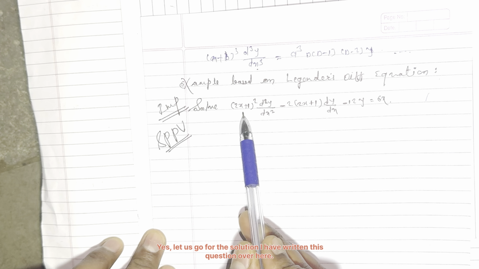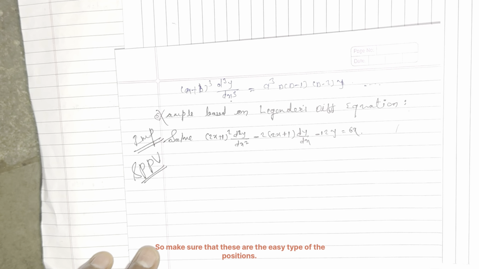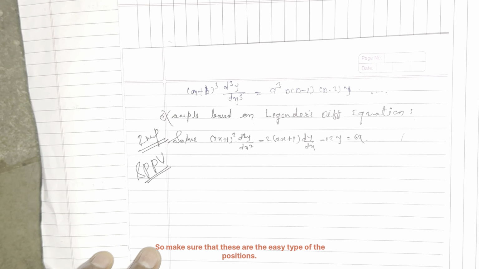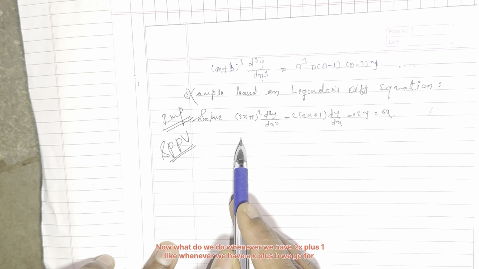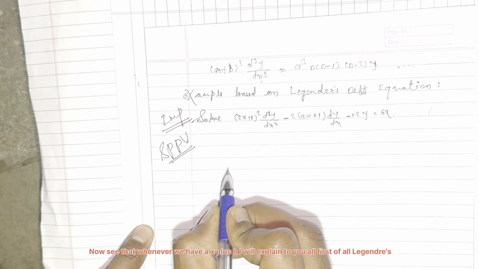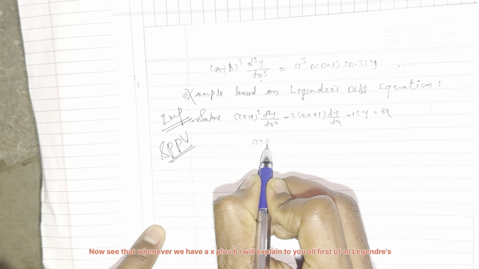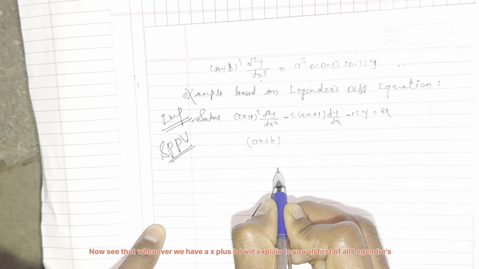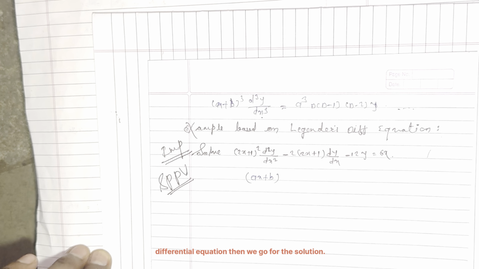I have written this question here. A similar type of question you will get in your university question paper for 4 to 5 marks. These are easy types of questions. Whenever we have 2x plus 1, like whenever we have ax plus b, we go for the substitution. First I will explain Legendre's differential equation, then we go for the solution.